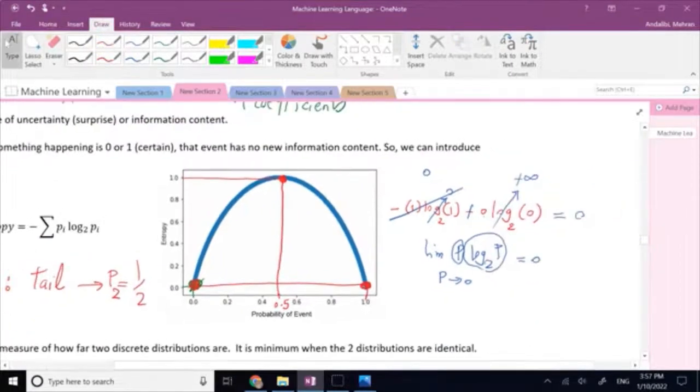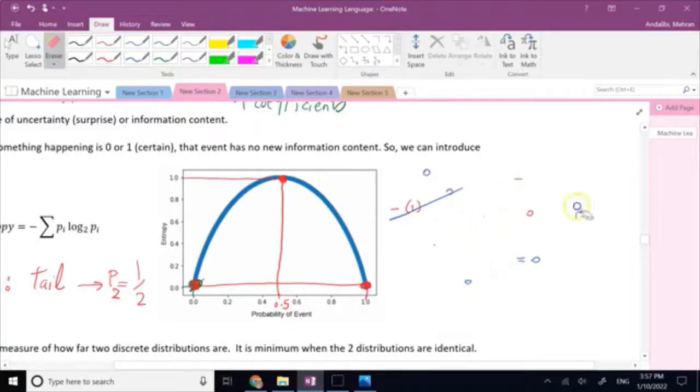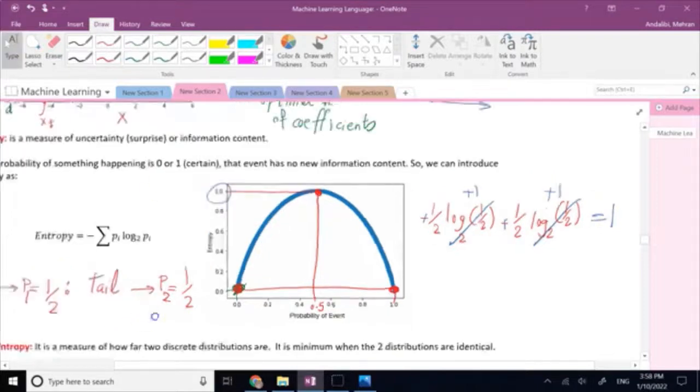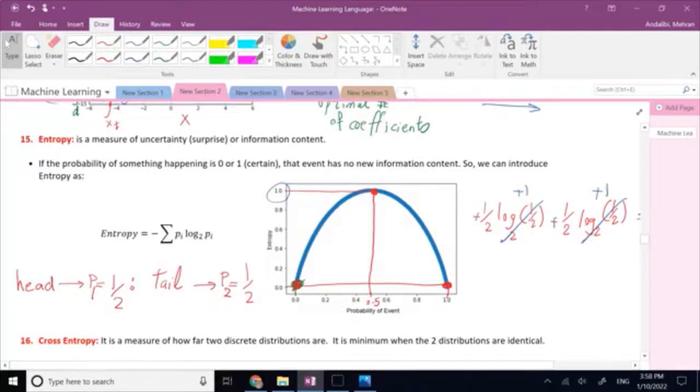Now what you need to calculate this time is 2 times negative 1/2 log 2 of 1/2, because you have 2 of this term. And how much is it? Well, you know log 2 of 1/2 is negative 1. And these negatives cancel out, so we get 1/2 plus 1/2, which is 1, as you could see. Correct? So this is the idea of entropy and the formulation of the entropy.